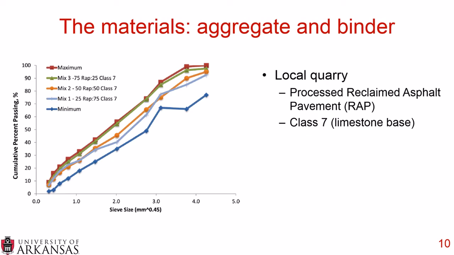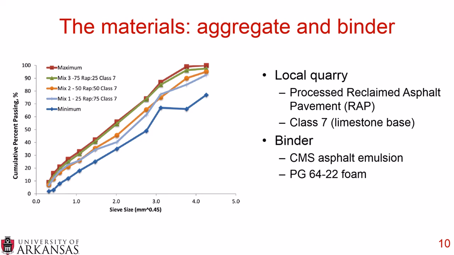Well, in order to explore that, we used this aggregate and binder. We used a local quarry, and that local quarry has processed reclaimed asphalt pavement or RAP, and we used class 7 limestone base. And class 7 is a specific gradation of an aggregate base course here in Arkansas. So basically what we did is we took different percentages of RAP and limestone base. And you can see on the left, we used 25%, 50%, and 75% of each one of those materials. And we looked at it at the different ratios.